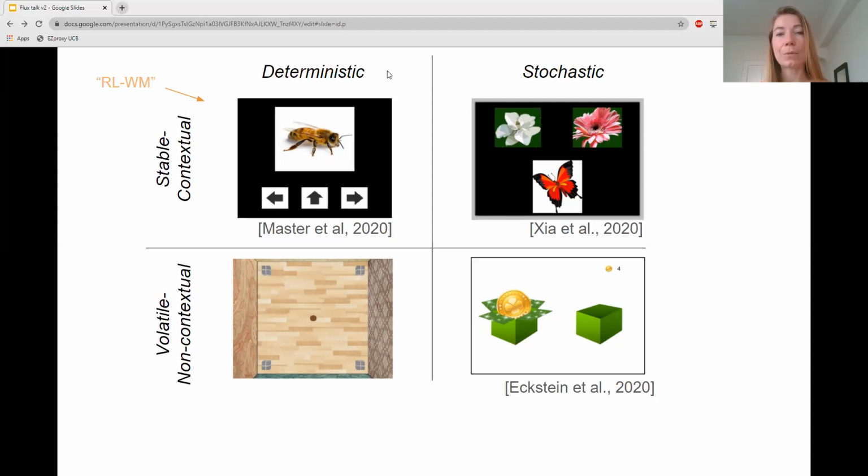Of course, the task becomes more difficult as the set size gets bigger, and this is because we shift from using our reliable working memory to having to use our less reliable reinforcement learning system. In the stable stochastic task, participants see 1 of 4 butterflies on each trial and then need to pick 1 of 2 flowers, guessing which one the butterfly likes more.